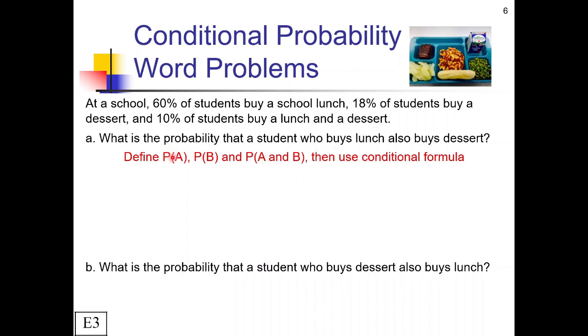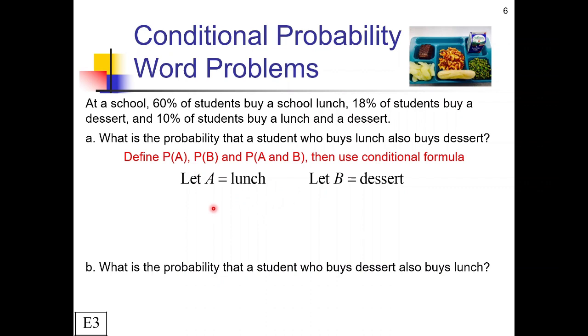So P of A, let's let A be buying school lunch. So that'll be event A. They bought lunch. Let's say that B is buying dessert. And then that means that P of A and B is the probability that they bought both. With things defined like this, pause the video and see if you can use that formula to figure out this part A right here.